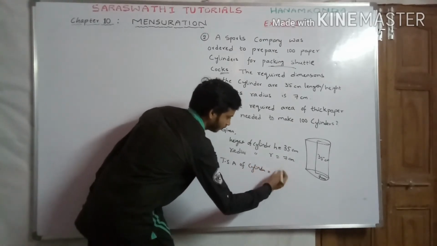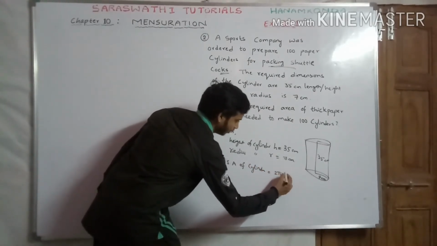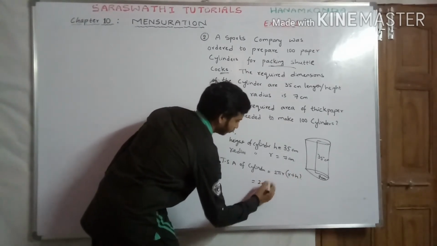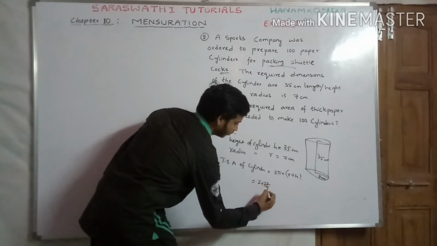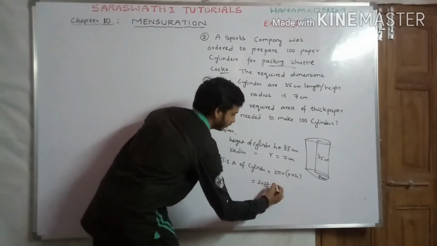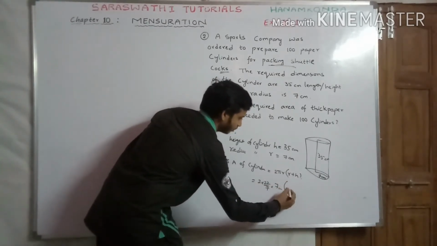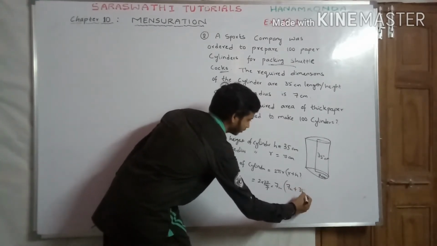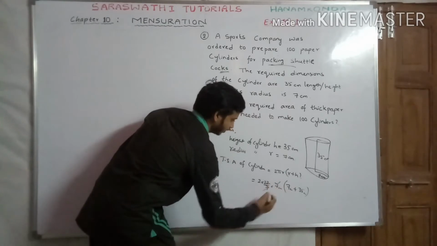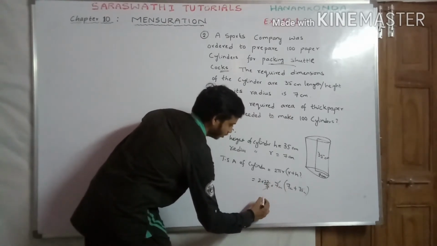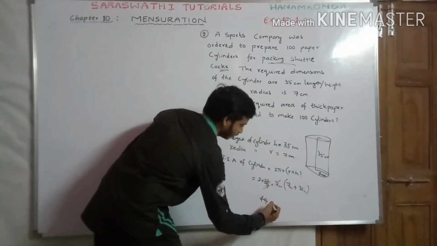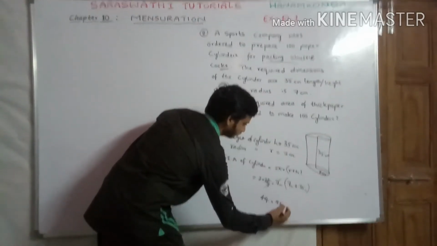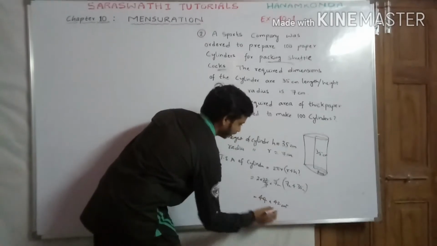So we know that the total surface area of a cylinder is 2 pi r into (r plus h). So 2 into, we can take pi as 22 by 7, into the r value, which is given as 7 centimeters, into (r plus h), that means 7 centimeters plus h, which is 35 centimeters. Okay, so 7 gets cancelled. 2 into 22 is 44 centimeters, into 7 plus 35 is 42 centimeters, so centimeter square.